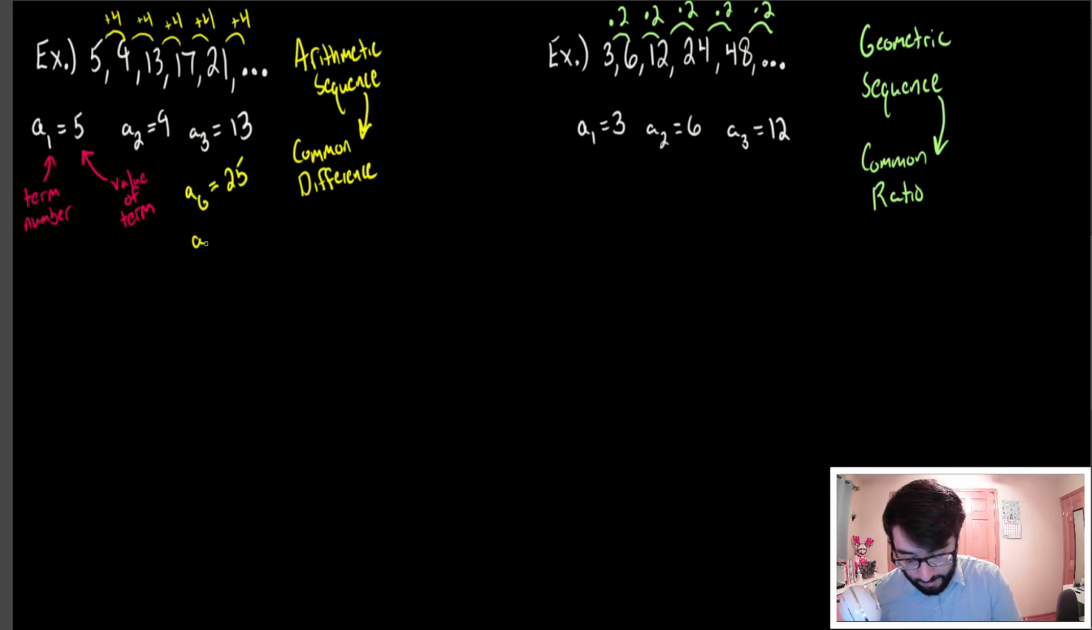I can determine that the seventh term would then be 29. So notice that I'm just adding over and over and over again, and in order to do that, I need to know the previous term. In order to find the 6th term, I need to know the value of the 5th term. In order to find the value of the 7th term, I need to know the value of the 6th term.